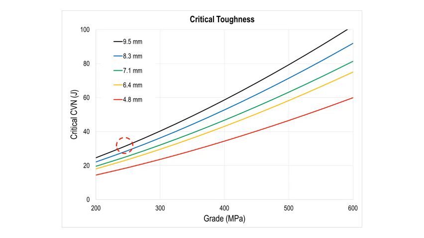First of all, we'll take a look at a grade B pipe. So that's going to have 240 megapascals of strength. And let's pretend that we're looking at a thicker wall, 9.5 millimeter pipe. Now, if you look at that red dashed circle, that's showing that your critical Charpy value is about 30 joules.